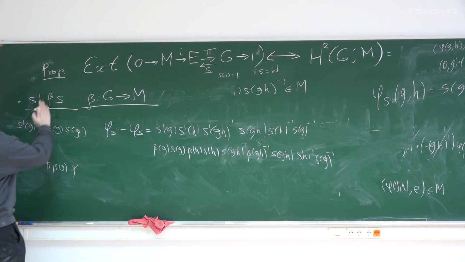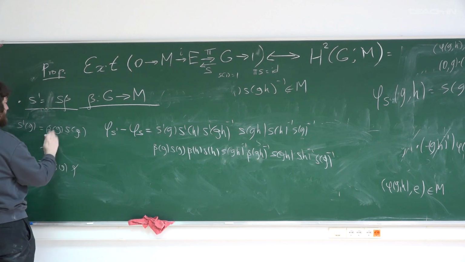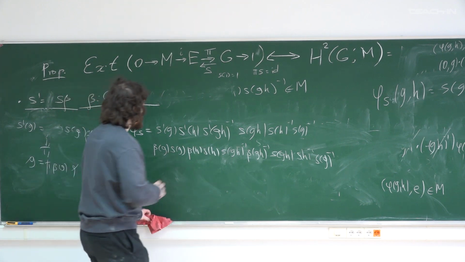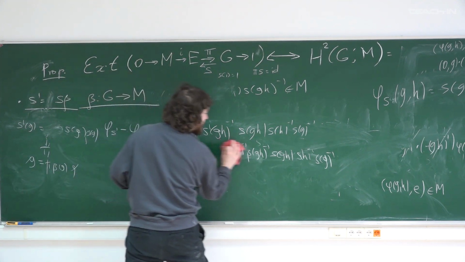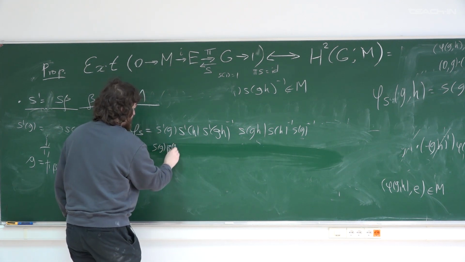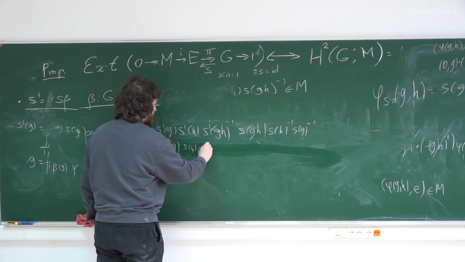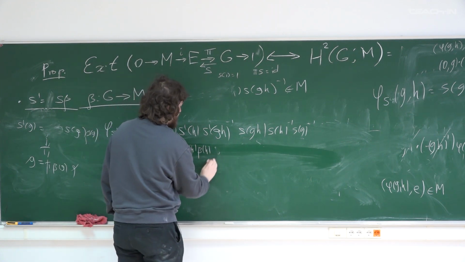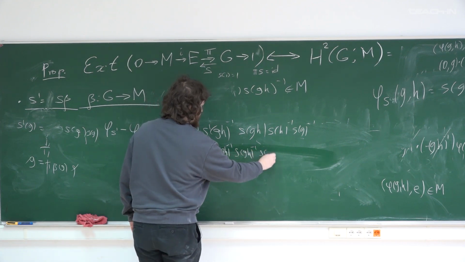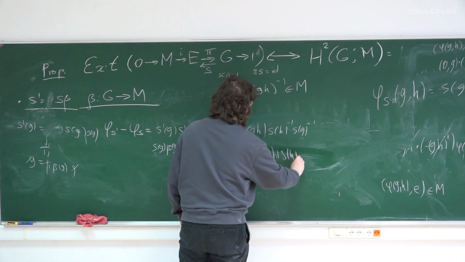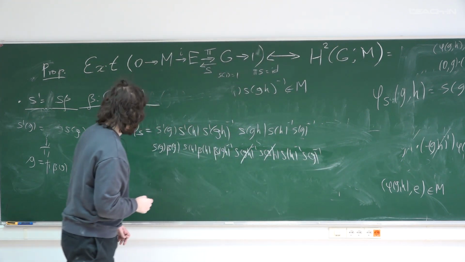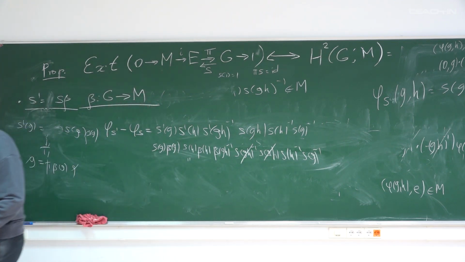Let's define like this, okay? Beta. Okay? Now then we obtain here something: G beta G, SH beta H, S beta GH minus 1, S GH minus 1, S GH, S H minus 1, S G minus 1. We have cancellation, and what do we obtain?